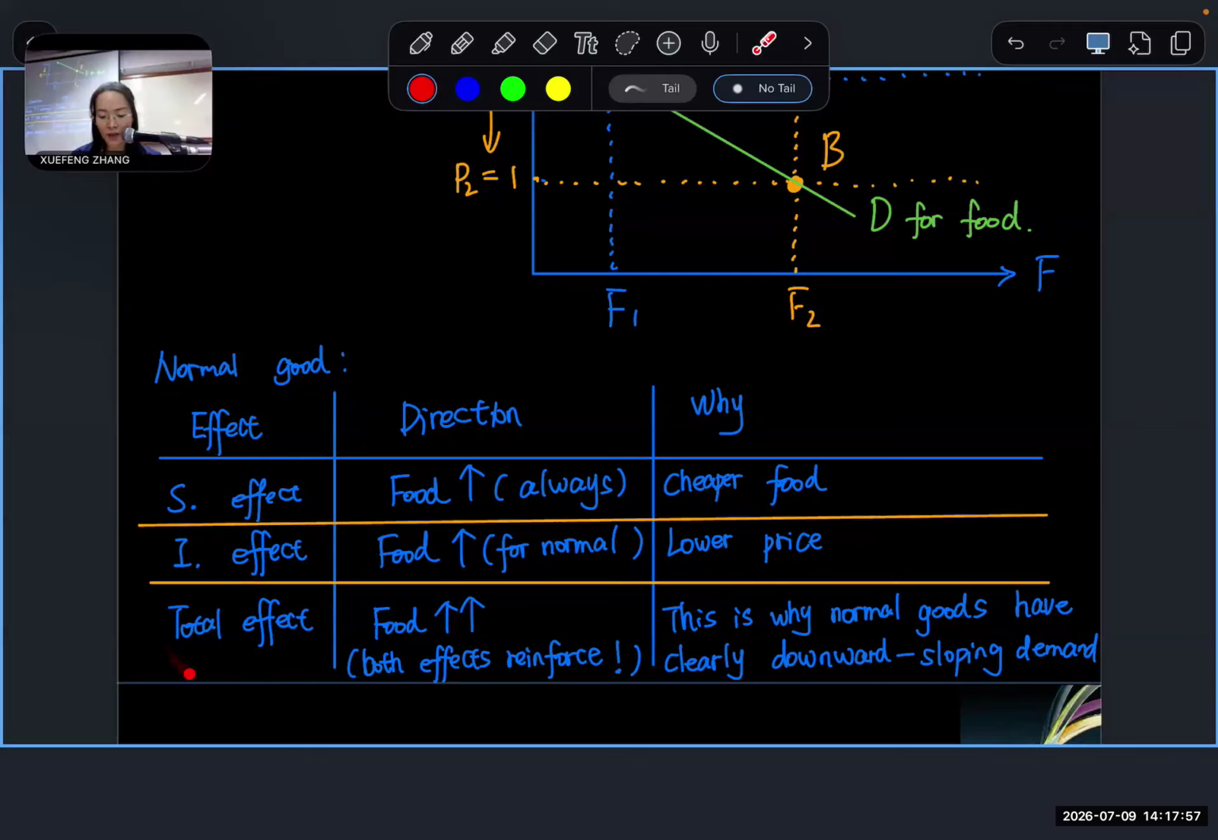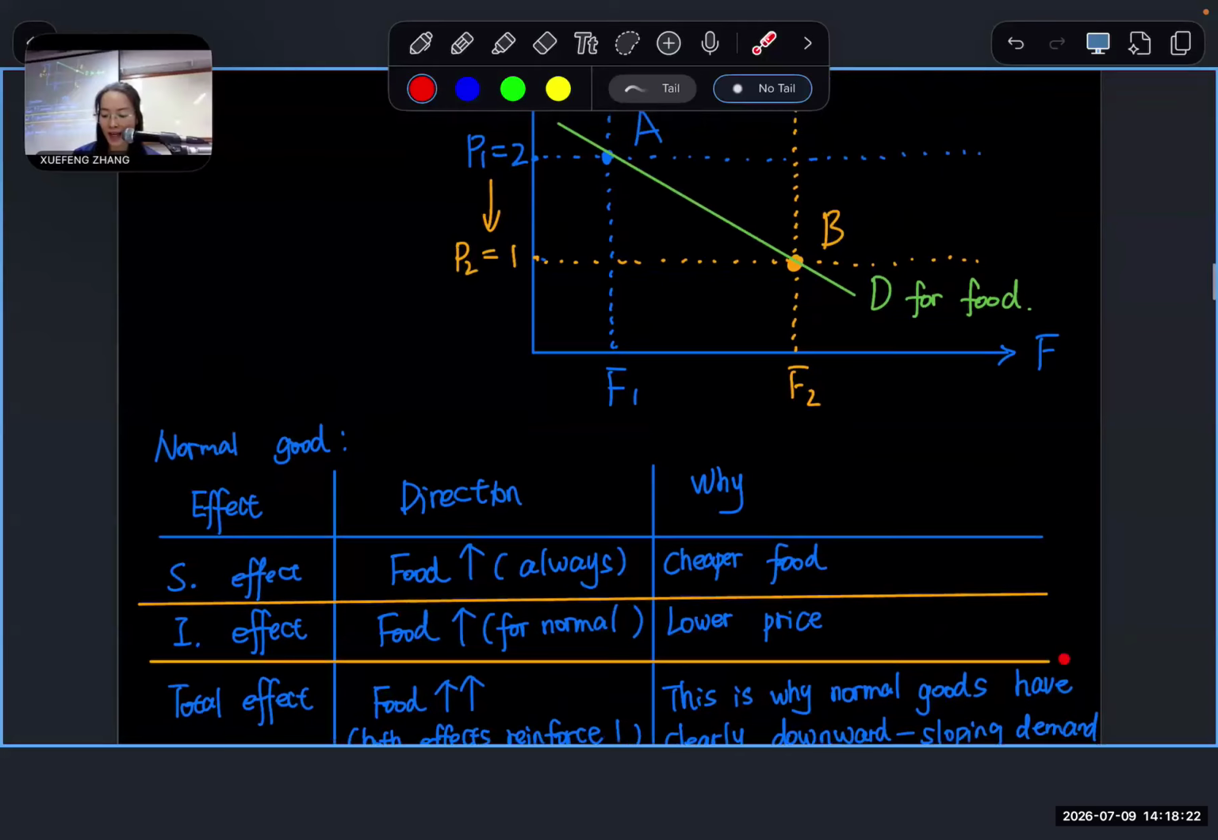So we have the total effect, which means the quantity demanded for food increases more. I use two arrows to represent the total effect, because both effects reinforce each other. Increase and increase, so we have a double increase here. This is why normal goods have a clearly downward sloping demand.